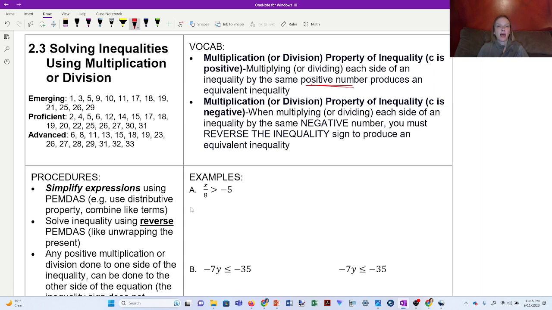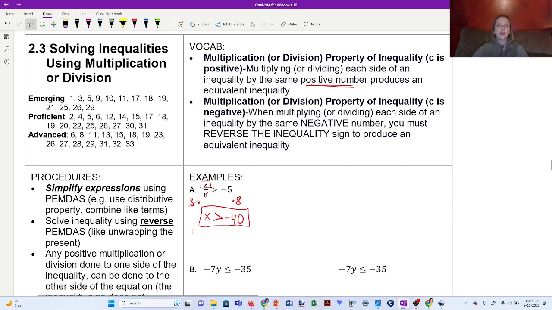So let's look at example 1. x divided by 8 is greater than negative 5. In order to solve for x, in order to get x all by itself on one side, I need to get rid of that 8. Well, this is x divided by 8, so to get rid of the 8, I need to do the opposite. I need to multiply this side times 8, and this side times 8. Then those 8's cancel out, and I have x is greater than negative 40. And this was a straightforward example because we were multiplying both sides by the same positive number.